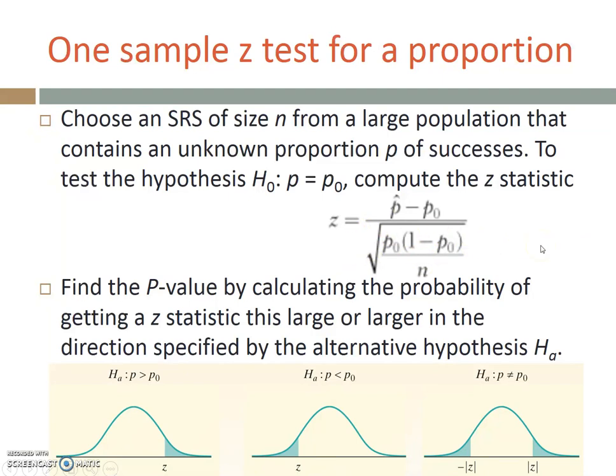Then what we're going to do is find the p-value by calculating the probability of getting a z-statistic this large or larger in the direction specified by the alternative hypothesis. So greater than for your alternative is like a right-tailed, less than is going to be a left-tailed, and then not equal to is a two-tailed.